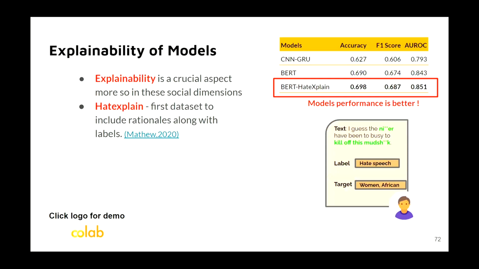The dataset HateXplain, which was recently published in AAAI 2021, was the first dataset to include rationales along with the labels. And as you can see, when they trained the rationales with the labels in a model that was named BERT HateXplain, they observed an increase in performance.